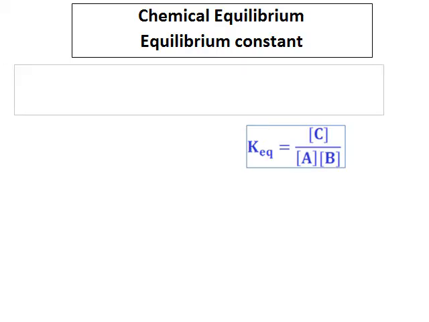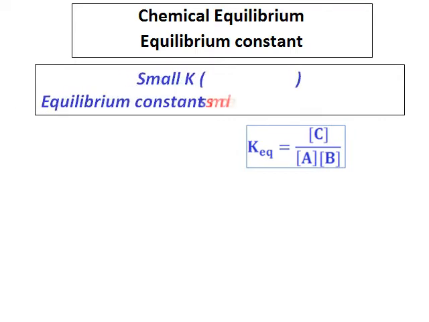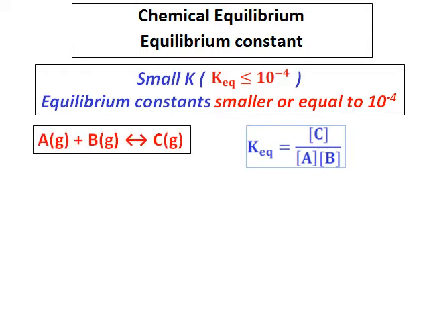We are going to do some more questions on equilibrium constant. This is the case we call small k. Small k means the value of the equilibrium constant is less than or equal to 10 to the power of negative 4. What I mean by this is the reaction is more towards the reactant and very little product is formed. To explain this, consider one example, A plus 2B giving you C.